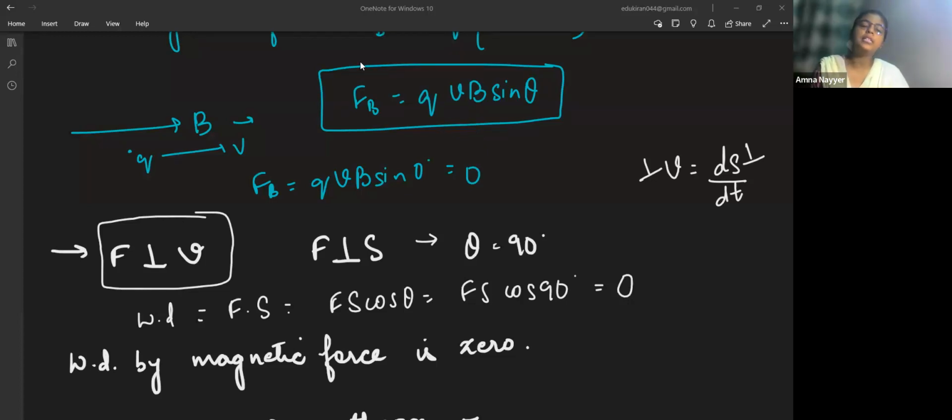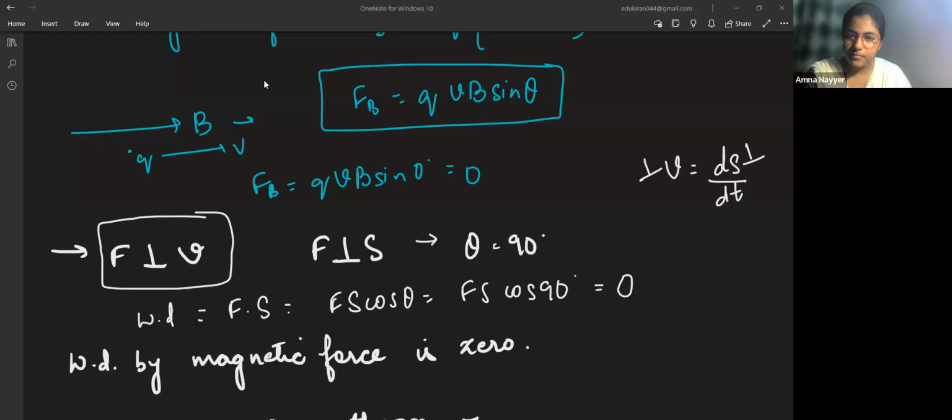See, once we know that the magnetic force's work done is 0. Can any one of you tell me, in class 11th we had done one concept known as the work energy theorem? Can anyone tell me what the work energy theorem was? Yes, Madiha, can you try? Or just type it in the chat column. Work energy theorem, work kinetic energy theorem.